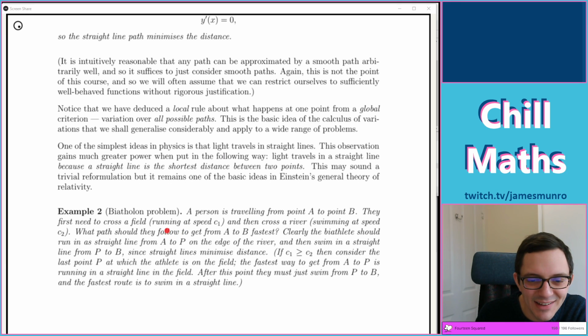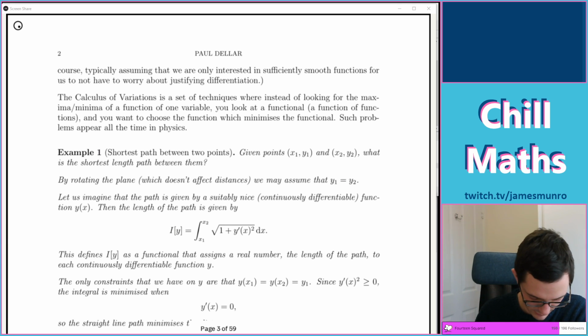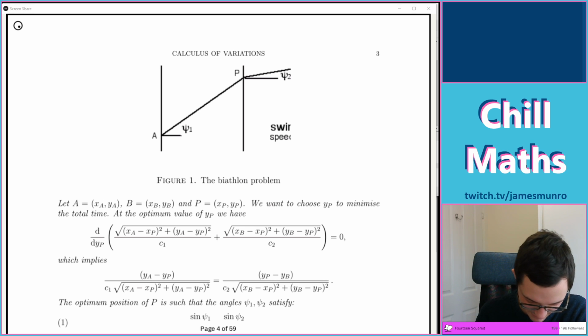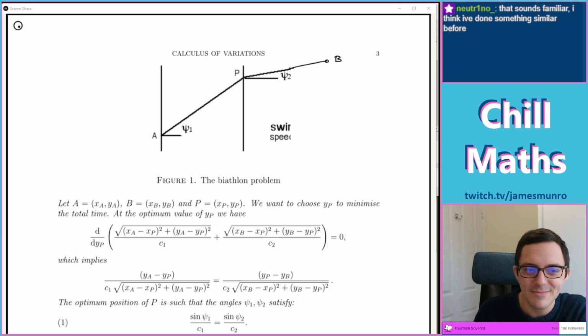Here's the biathlon problem. Oh, I love this. I think I've used this at Maths Club at least once. There's a picture on the next page. They need to cross a field, then cross a river. How do you get from A to B? Look at the picture. Where's it gone? There it is. This picture's not perfect, is it? I think B is supposed to be over here. Yeah, I think we've done something like this. The idea is that I sort of draw my own picture.